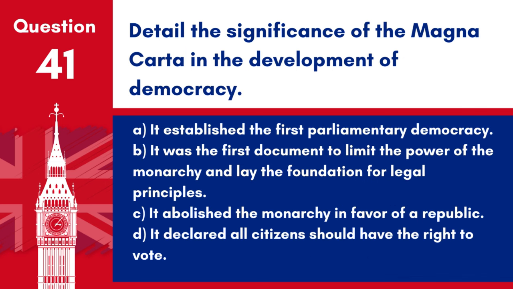Question 41. Detail the significance of the Magna Carta in the development of democracy. A. It established the first parliamentary democracy. B. It was the first document to limit the power of the monarchy and lay the foundation for legal principles. C. It abolished the monarchy in favor of a republic. D. It declared all citizens should have the right to vote.